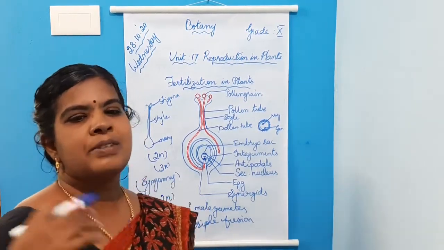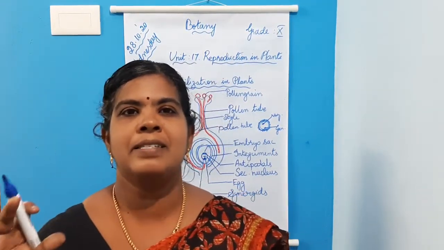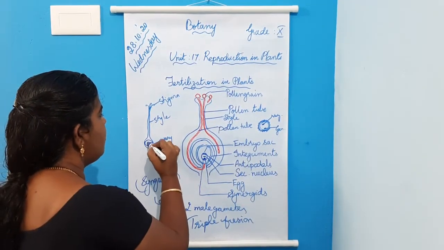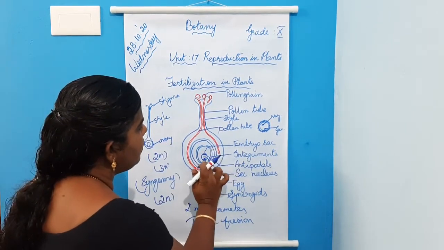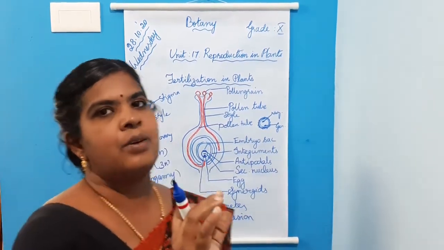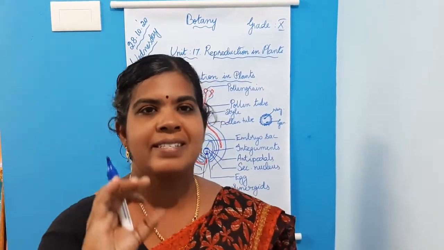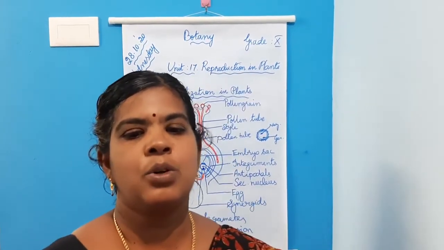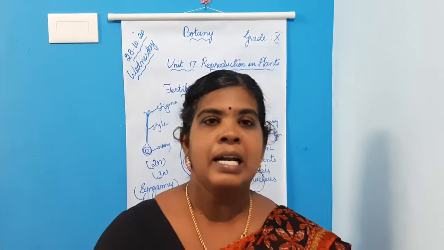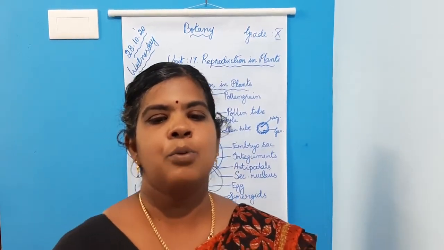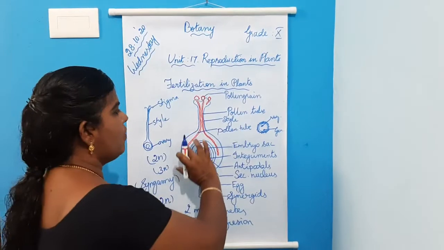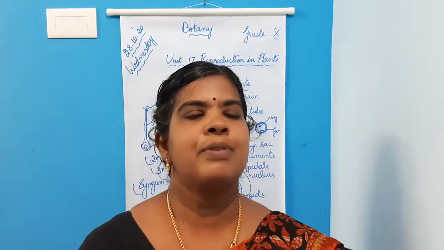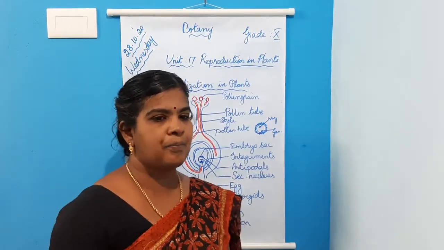Next, after fertilization, what are the changes that take place in the flower? Inside the ovary there will be the ovule. The ovule develops into a seed. The integuments of the ovule develop into the seed coat. Then the ovary enlarges and develops into a fruit. These are the post-fertilization changes that take place in the flower.